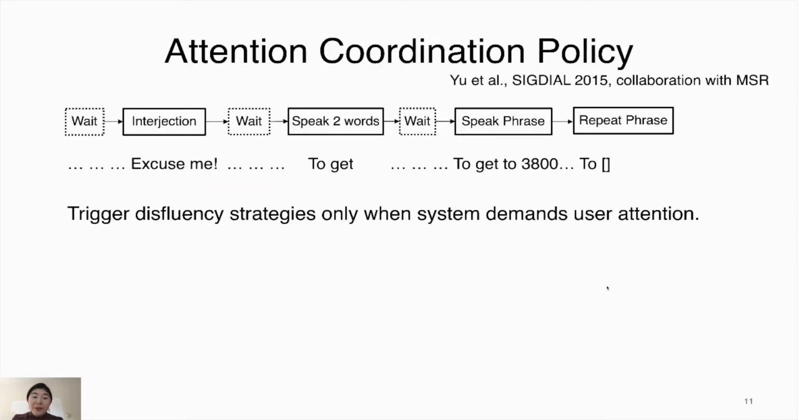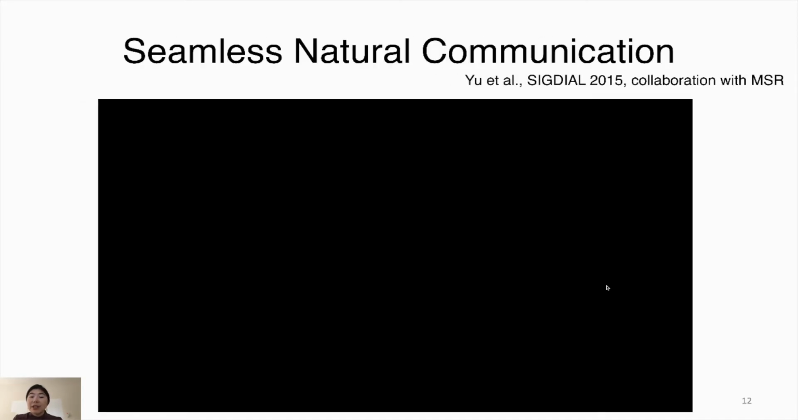So we are going to make the robot do similar things. We designed several attention coordination strategies, such as pauses, interjections such as excuse me, restarts, such as saying two words and then saying that again, like get to 3800, and also repeat phrases. Based on the conversational situation of user attention, we apply different strategies at runtime. So here is an example conversation that we have.